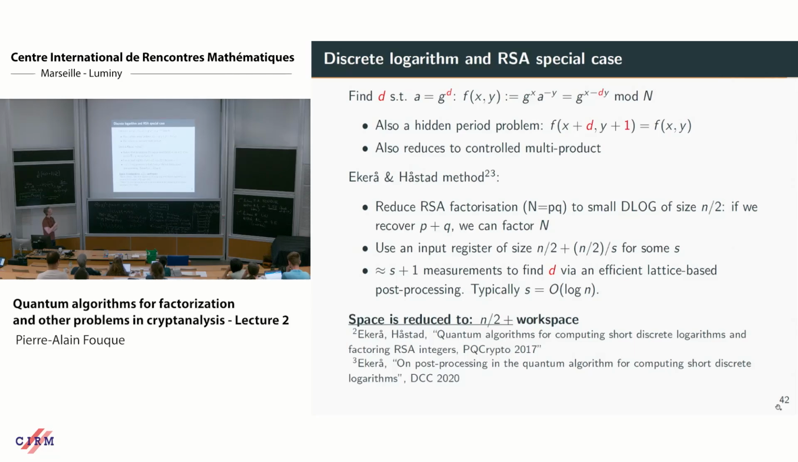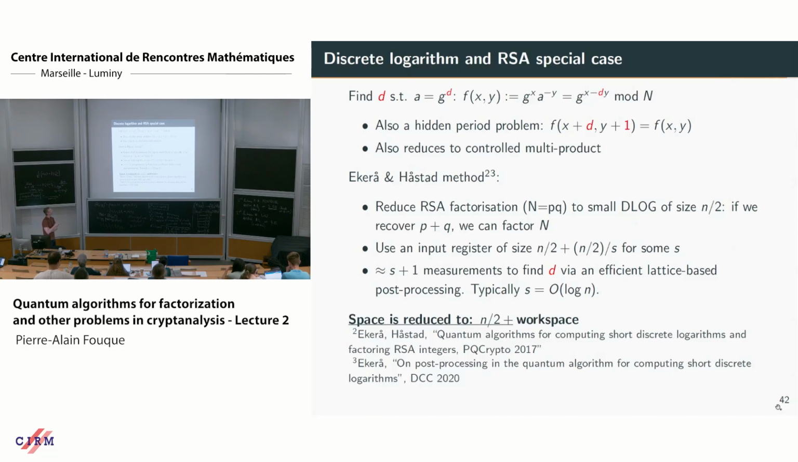So we will embed the value of the discrete log that we are looking for, which is in fact p plus q. And if I give you p plus q, it will be easy to factor n. I will explain this a little bit later. What they show is that we can compute the discrete log. This is the classical Shor algorithm for discrete log.